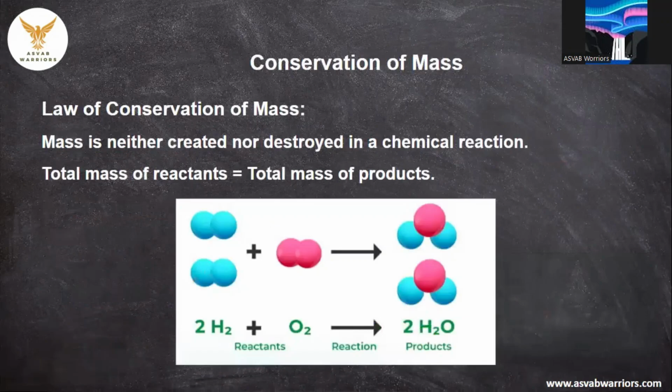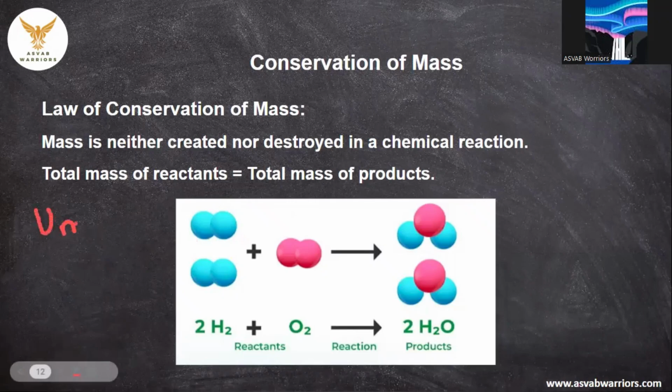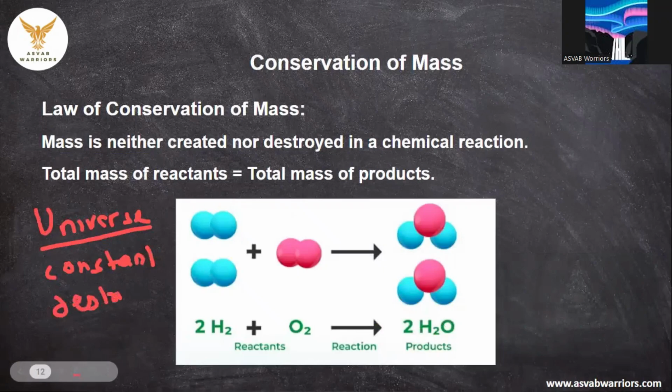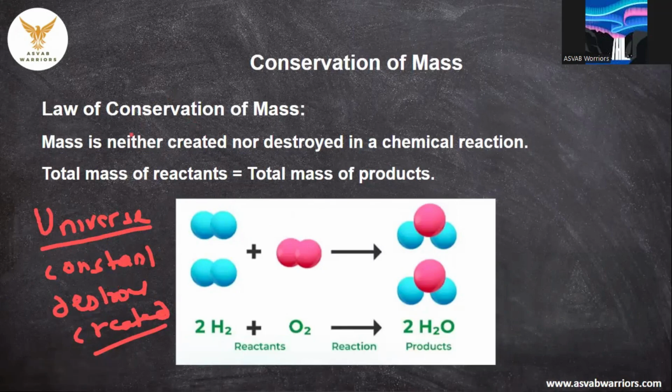Next is the law of conservation of mass. In the universe, whatever material is there, if you take the universe overall, it will always be constant. It is neither getting destroyed nor getting made or created. It is always there in one form or another. So what this law says is that mass is neither created nor destroyed in a chemical reaction.